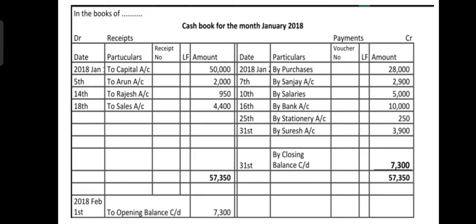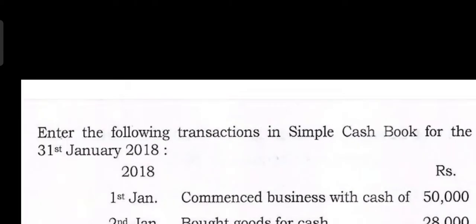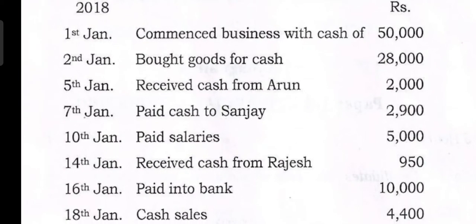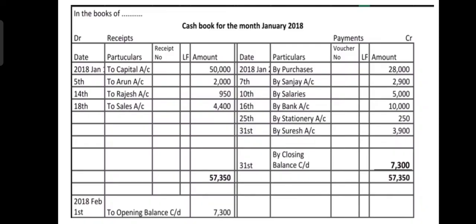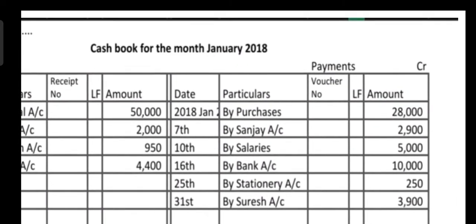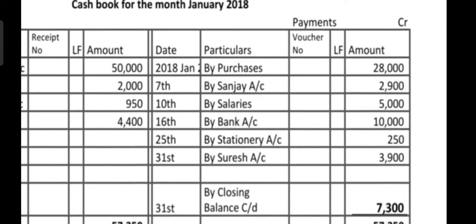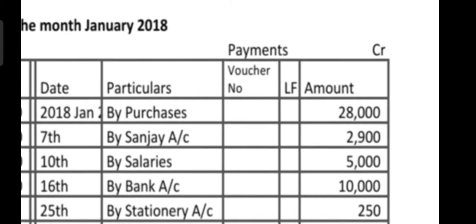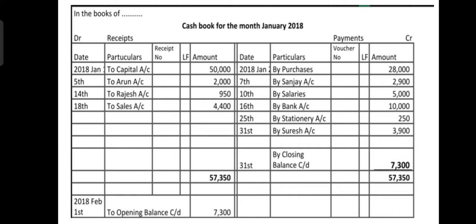Now see the next transaction. This is happening on 2nd January. Bought goods for cash. We are purchasing goods and paying cash. A payment of cash has taken place. So actual payment of cash, that we need to record under payment side of cash book. You can see this happened on January 2nd 2018. So by purchases account it is 28,000 rupees. We need to record under credit side of cash book or payment side of cash book.